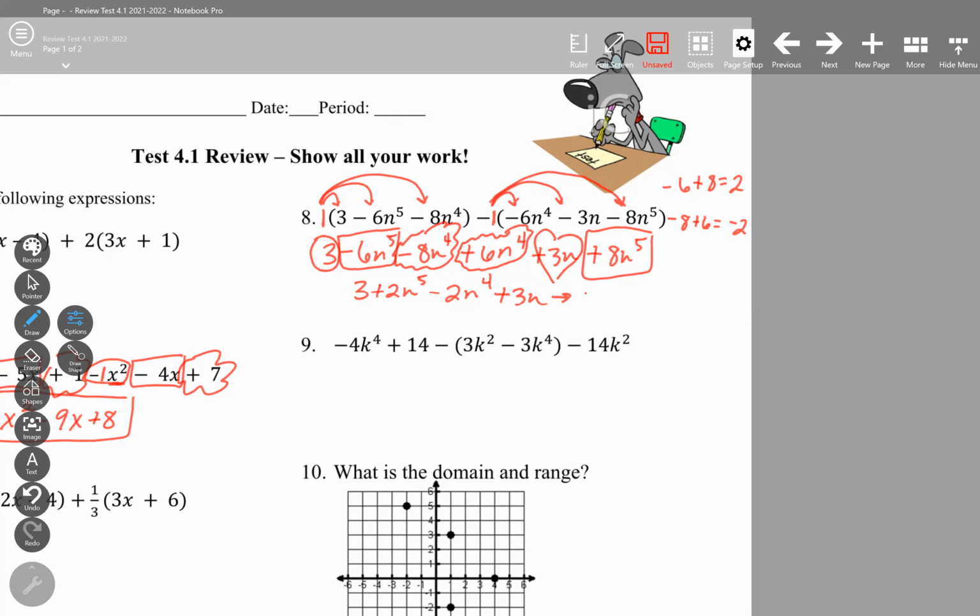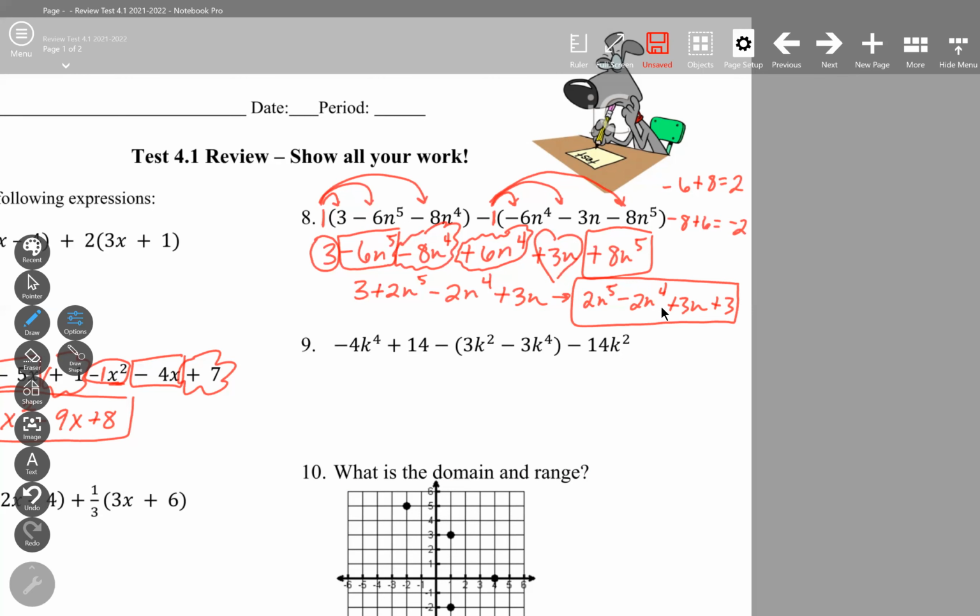So my 2n to the 5th, that's going to go first, okay? Then I'm going to have -2n to the 4th, and then I would have this +3n, and then finally this 3, the constant's got to go on the end, so +3 because it's positive. And there's your final answer.